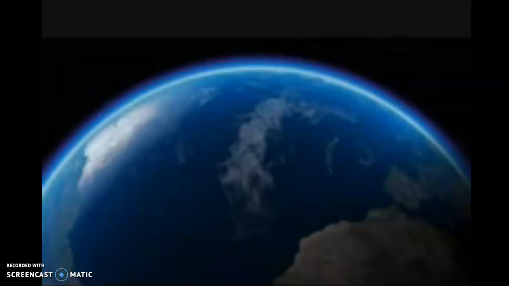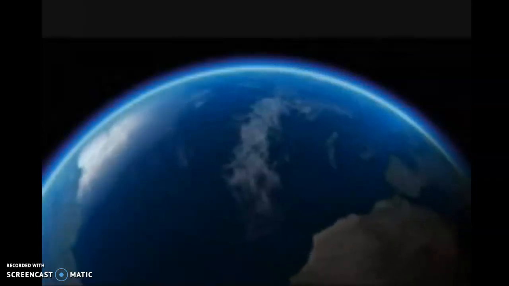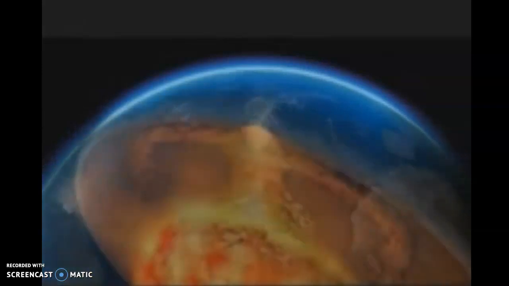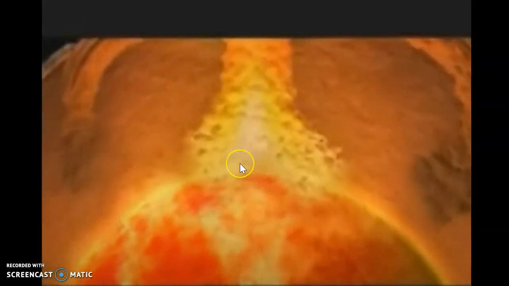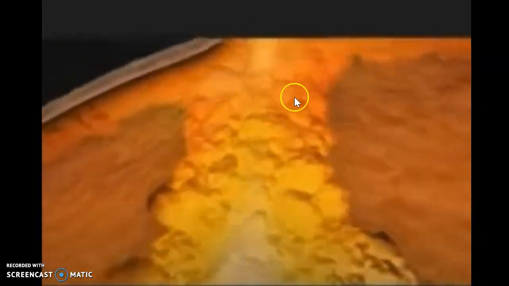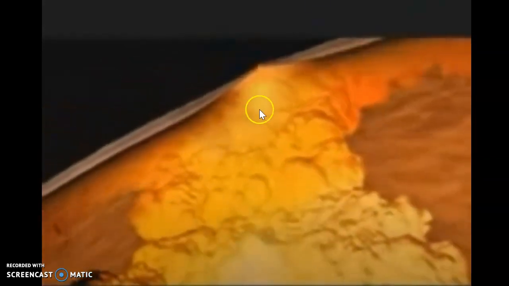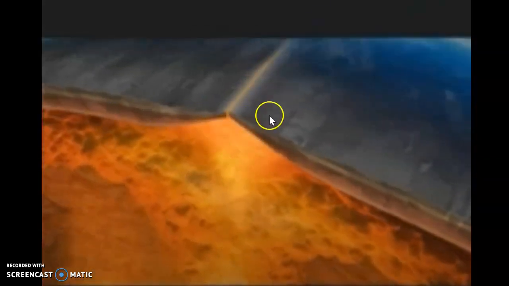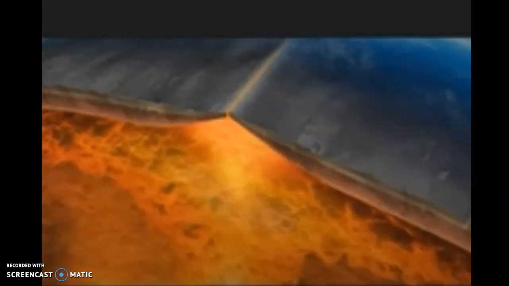Alright, students, when we're talking about divergent plate boundaries, we can understand based upon the visual on the screen that the molten materials rise and spread out in different directions away from each other, resulting in the surface plates moving away and diverging.